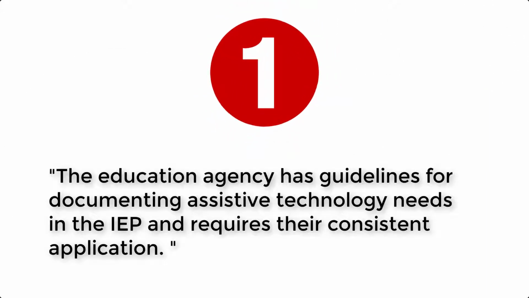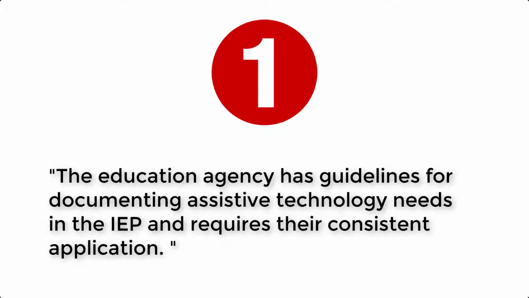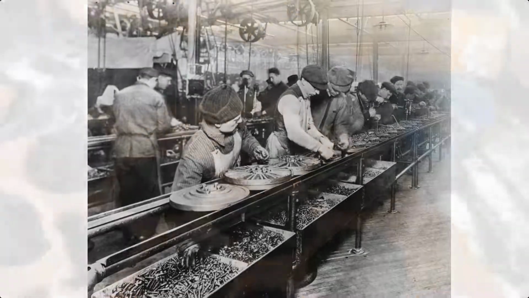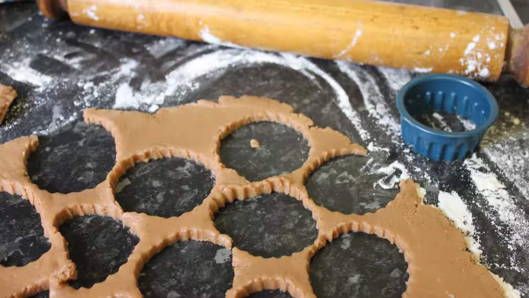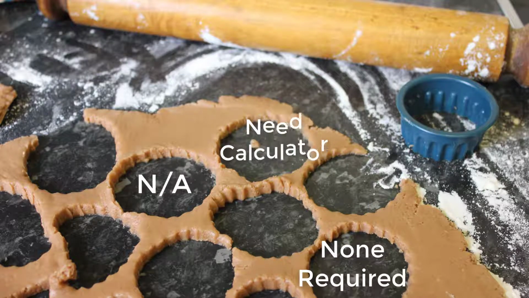And it's largely left up to education agencies in most states how to go about this documentation. Number one, the education agency has guidelines for documenting assistive technology needs in the IEP, and it requires their consistent application. Sometimes teams can get stuck in a routine, and their phrases can turn to, frankly, cookie-cutter approaches, such as saying NA, or none required, or needs calculator. The team has to put a clear rationale how the entire process has been completed. What were the results? What devices were considered?